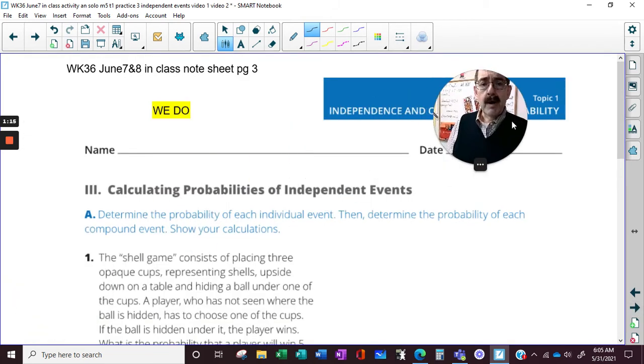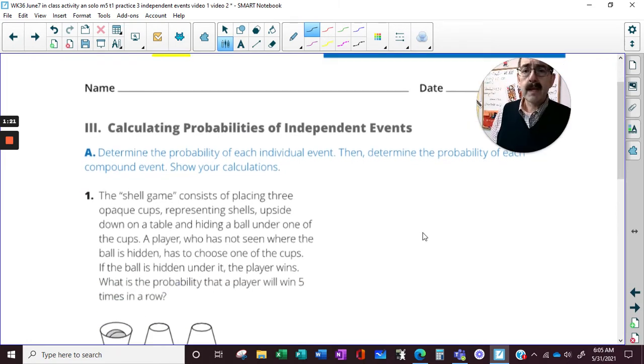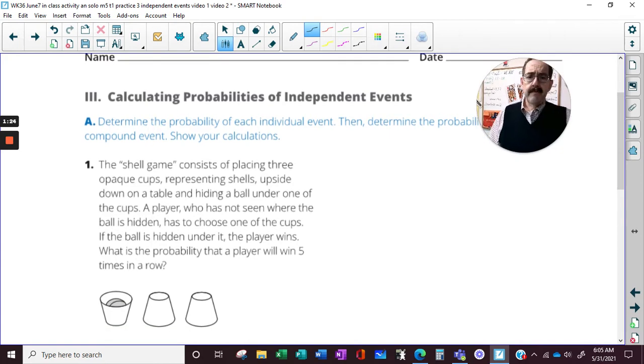Calculate probabilities of independent events. The shell game. The shell game consists of placing 3 opaque cups representing shells upside down on the table, hiding the ball under one of them. The player who has not seen where the ball is hidden has to choose one of the 3 cups. If the ball is hidden under it, the player wins. What is the probability that the player will win 5 times in a row?